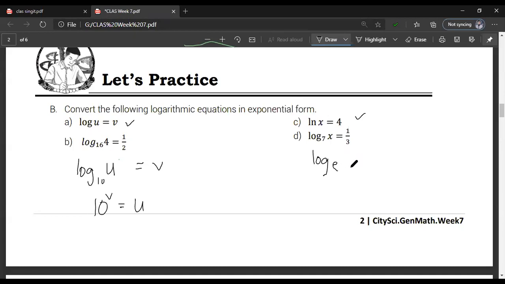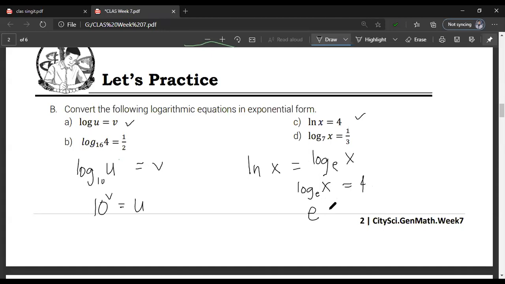Okay, pero ln na yung nilalagay natin. So, ln of x is the same as logarithm of x with a base e. Tama? So, yan siya. Ngayon, rewrite natin: logarithm of x with the base e is equal to 4. Now, rewrite this as exponential form. So we have e as a base.